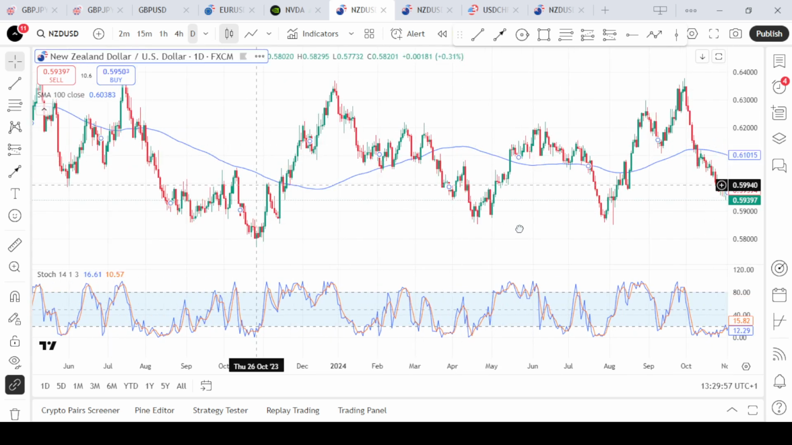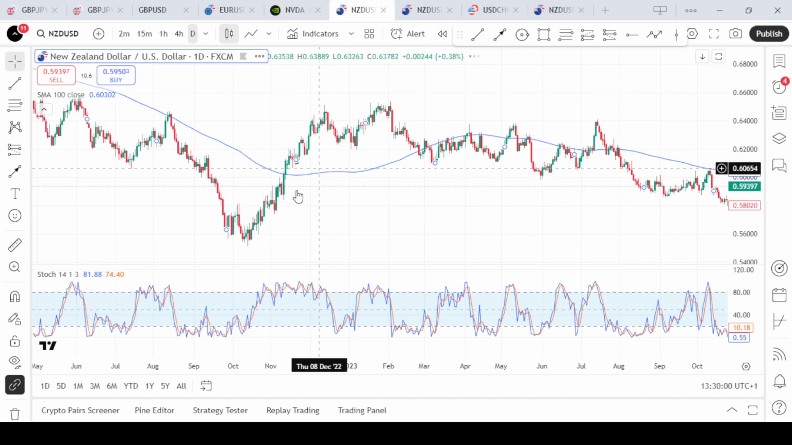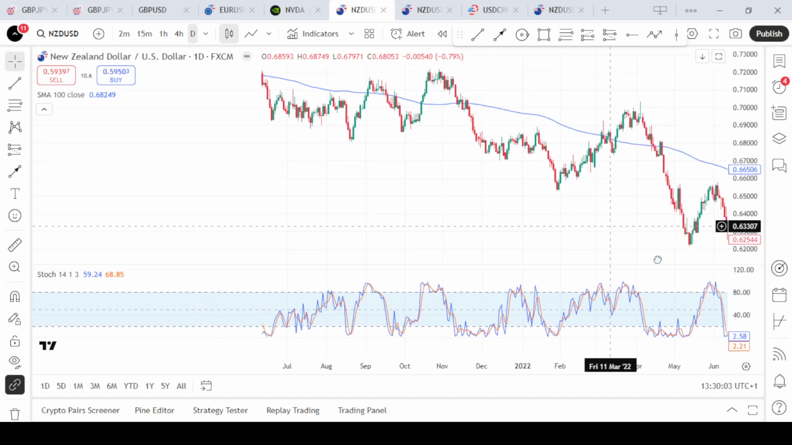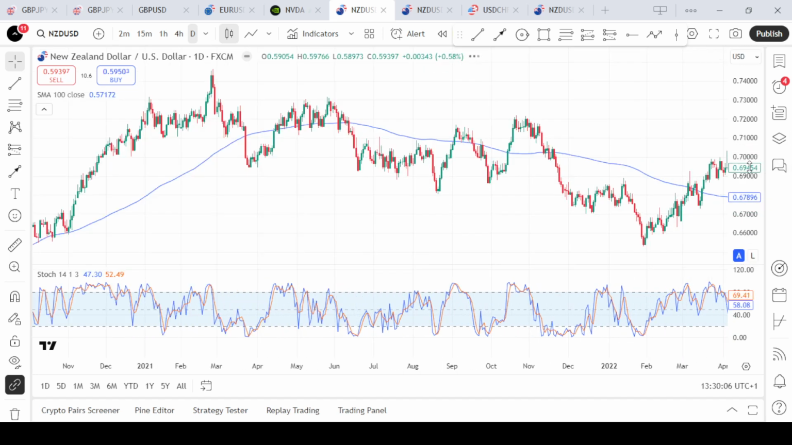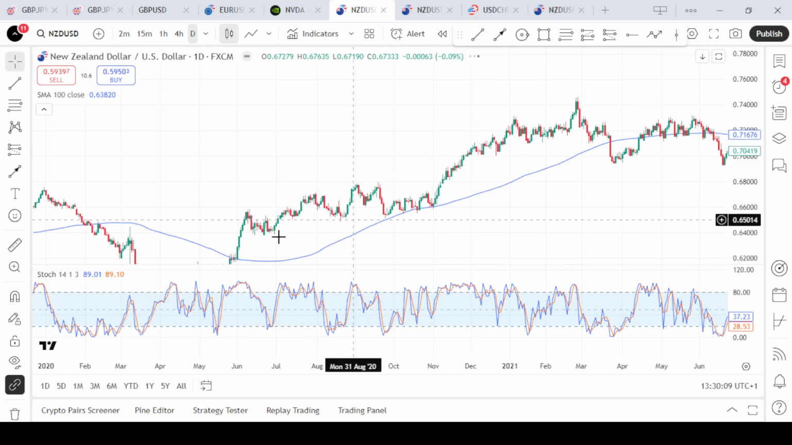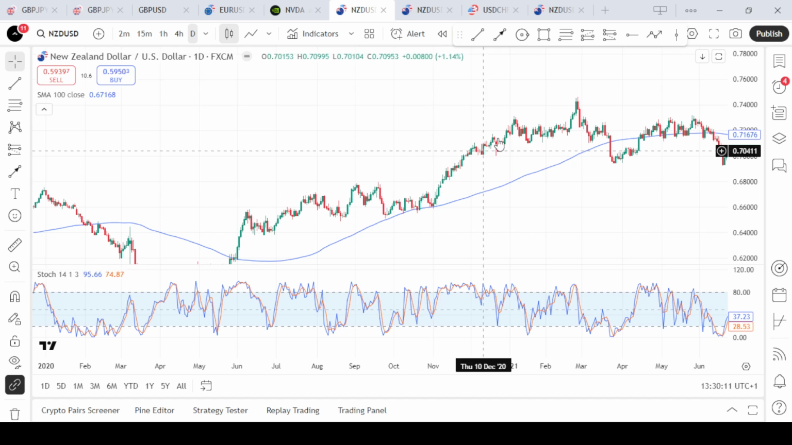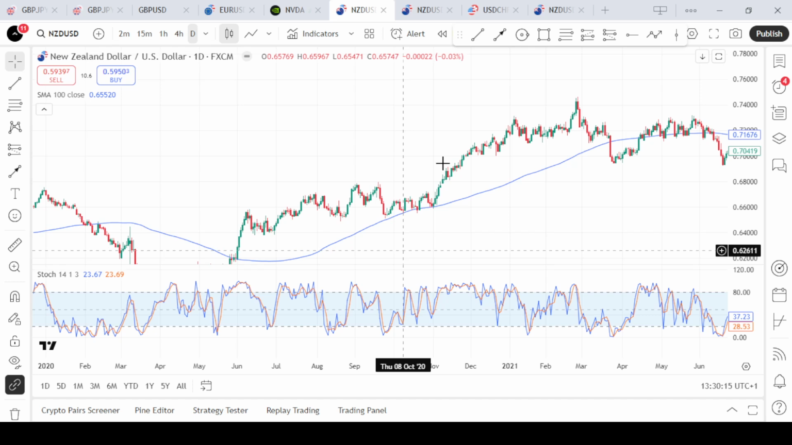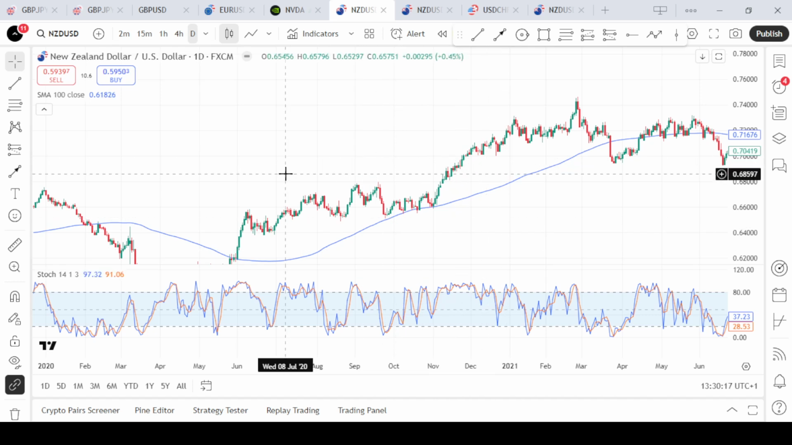But in a situation where price is trending above the 100 period simple moving average, this indicates that price is in a bullish trend. As you can see in this area, price is above the 100 period simple moving average, meaning we are looking for bullish opportunities or buying opportunities.